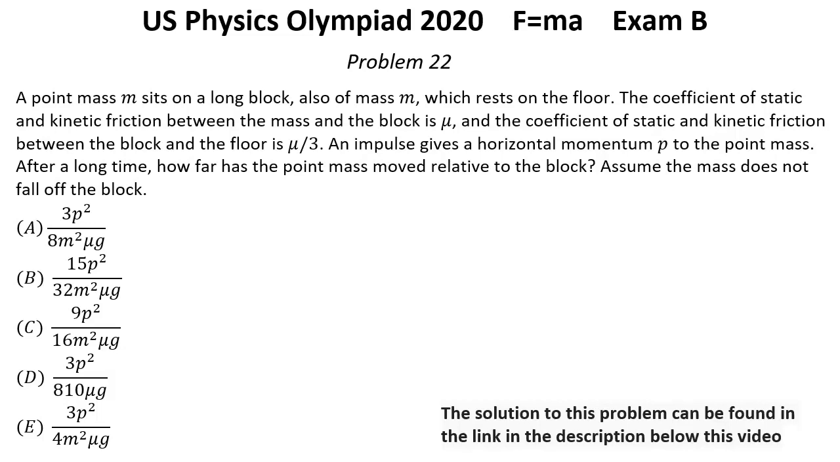An impulse gives a horizontal momentum p to the point mass. After a long time, how far has the point mass moved relative to the block? Assume the mass does not fall off the block.